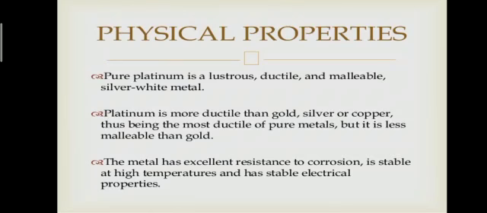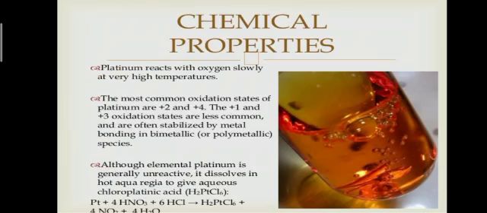In case of ductility, platinum is more ductile than gold, silver and copper, but in case of malleability, it is less malleable than gold. The metal has excellent resistance to corrosion, is stable at high temperatures and has stable electrical properties. So in the higher class of chemical reactions in which we need higher temperature and stable electrical properties, we use platinum. Platinum can also sometimes be referred to as a noble metal because it is unreactive, it does not even react with oxygen in air, and it is resistant to acids.